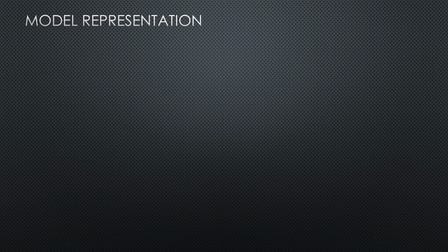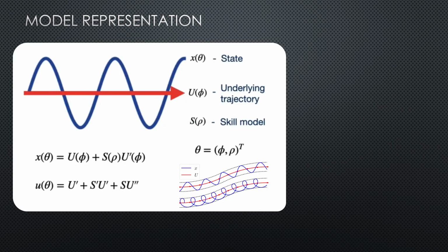So the first step is representing the motion model. We do this by having an underlying trajectory, which is represented by red here, and having a particular skill arrangement, which is the particular movement pattern that we talked about, like wave, cycloid, and so on.